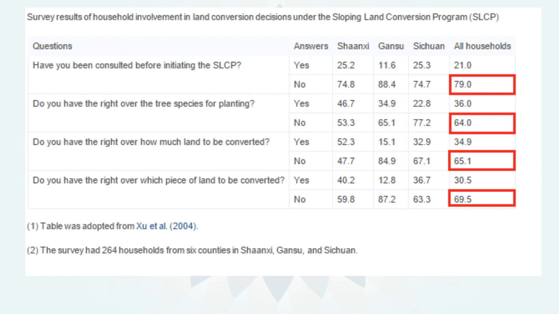This chart shows that in one Chinese restoration effort, the Sloping Land Conversion Program, the majority of landowners involved reported that they did not have a say in what was done to their land. Another drawback of land restoration is the cost and the amount of fresh water required to maintain the plant life, which would otherwise be consumed by people.